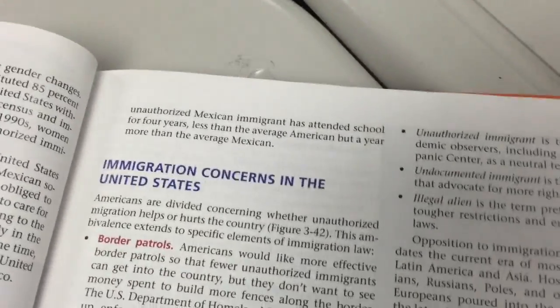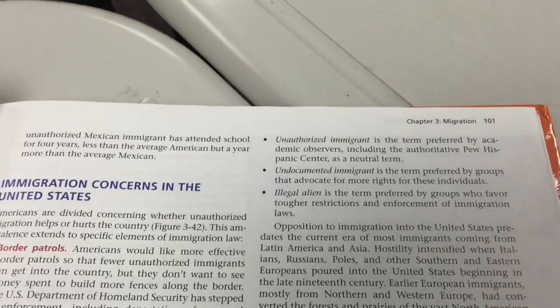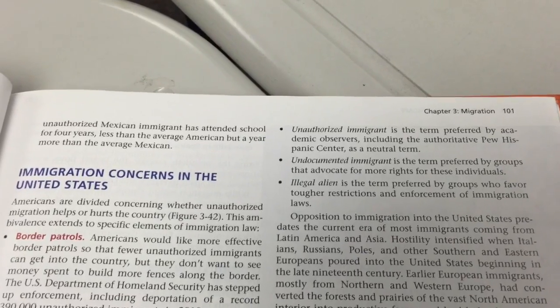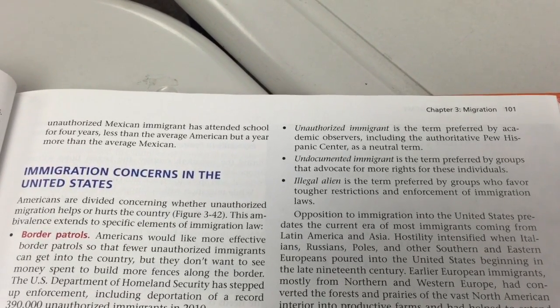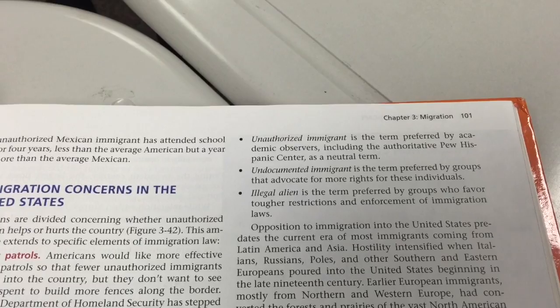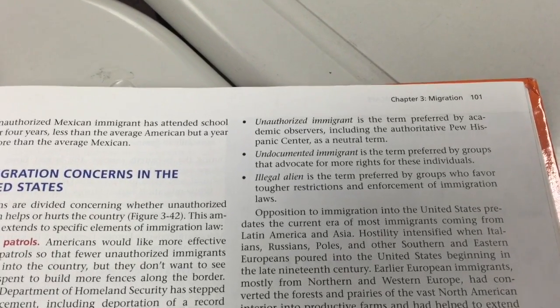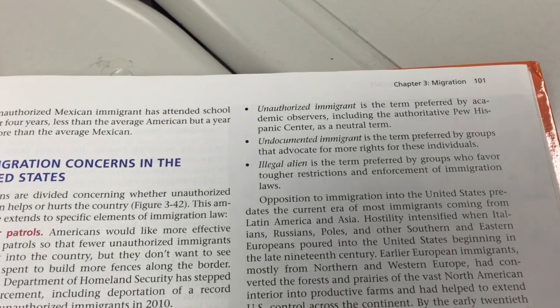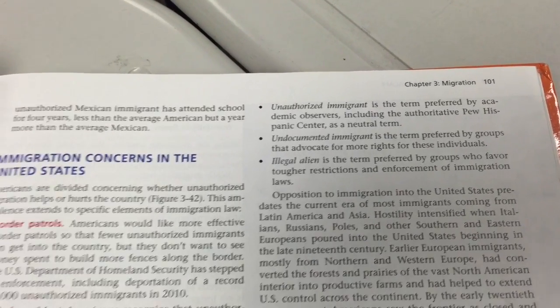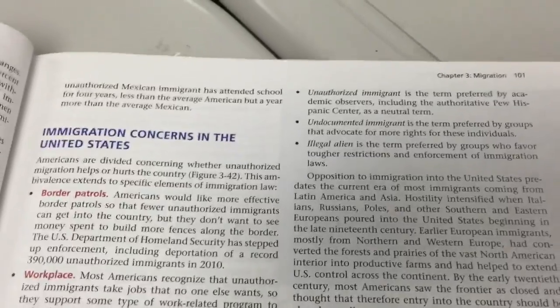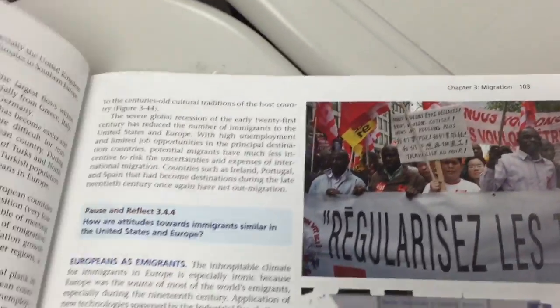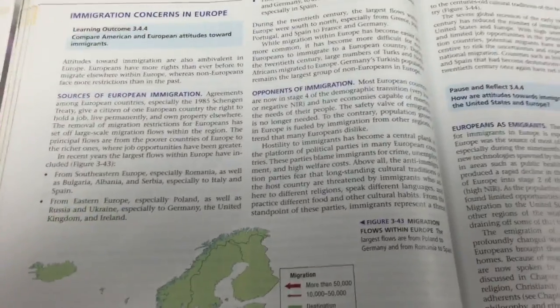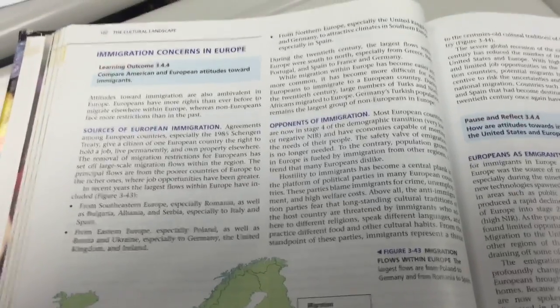Then you look at these three words up here. We've been using the word unauthorized immigrants, and that's the term that's preferred by academic observers. Undocumented immigrant is the term that's preferred by people who are advocating for more civil rights for the unauthorized immigrants, and illegal alien is the one that is used by people who typically prefer stronger law enforcement against these people. Okay, so finally we're going to look at European immigration and European emigration.